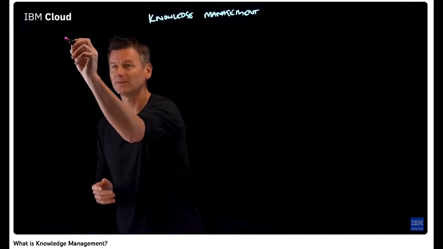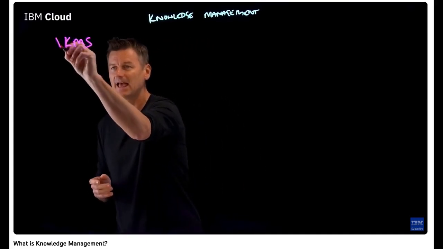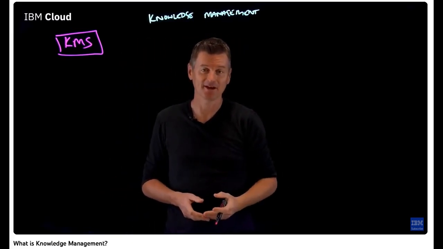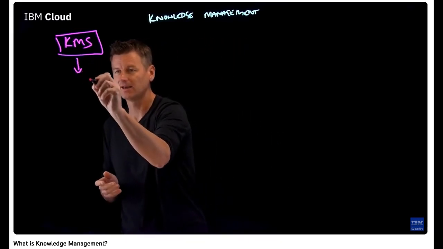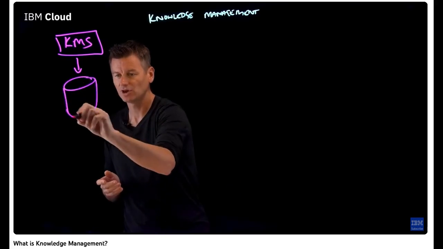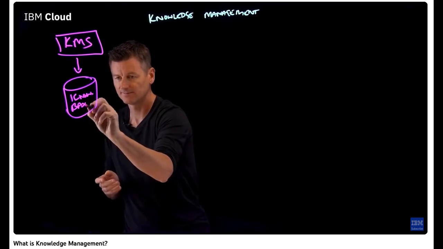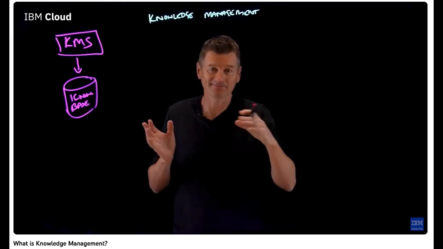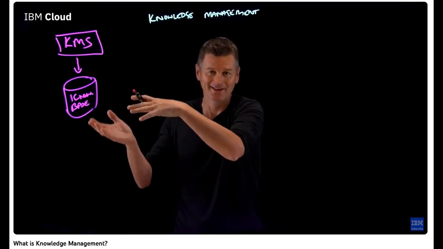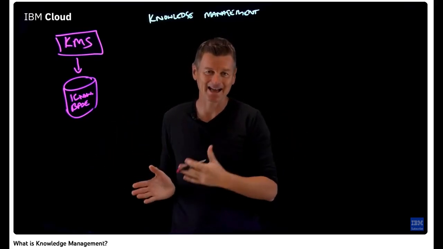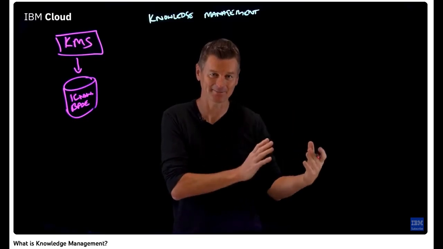Well, in something called a KMS, or Knowledge Management System, supported by a knowledge base. But, well, what is knowledge? We can broadly define it into three types: tacit, implicit, and explicit.